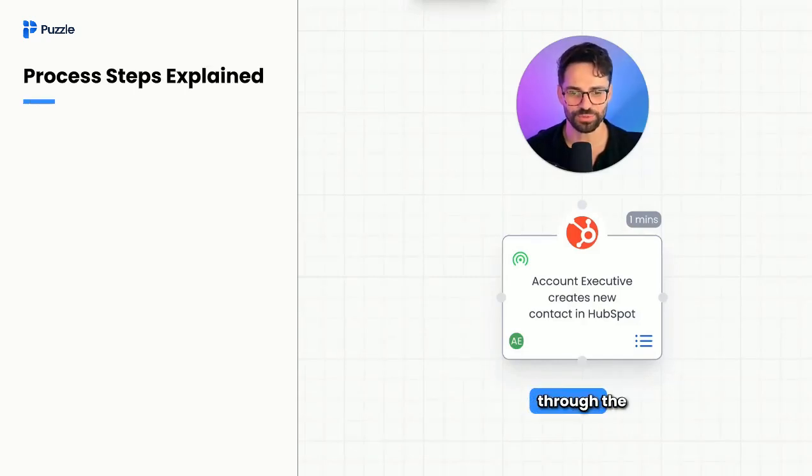Today, we're going to walk through the 5 inputs that you can put into the Puzzle step card so that it becomes very easy for anyone who's looking at your process diagram to understand exactly what that step does. So let's walk through it. The first part of the step card is the tool input.